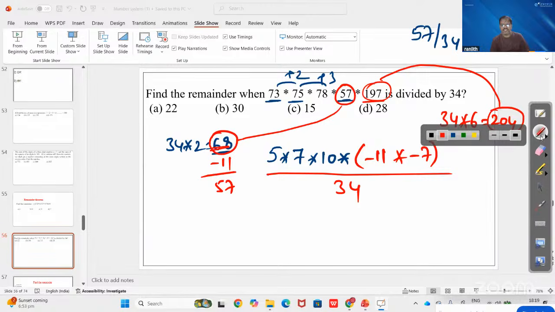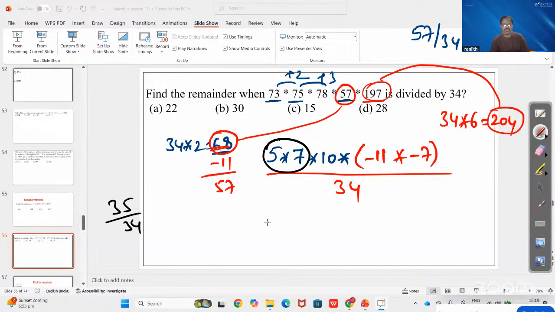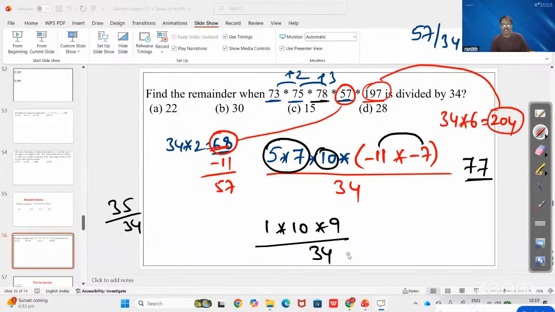Now we can cancel 5 sevens are 35. 35 divided by 34, the remainder will be equal to 1 into 10. 11 into 7 equal to 77. Already we have done 78, in the sense we got 10. 77 in the sense we will get 9 as the remainder divided by 34. 9 into 10 equal to 90 divided by 34, where remainder equal to 22. So the answer is 22.